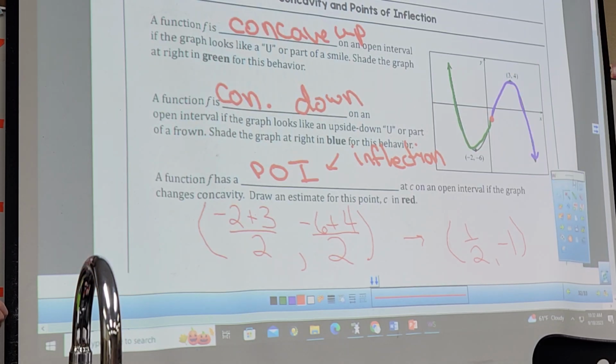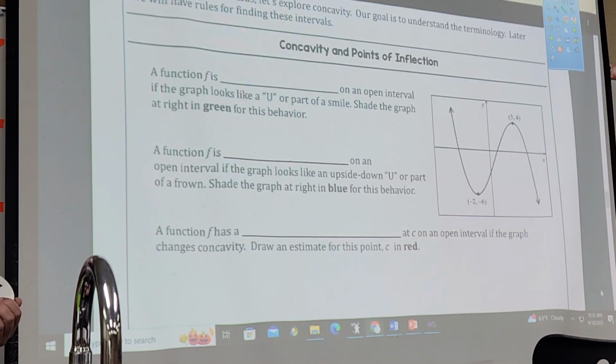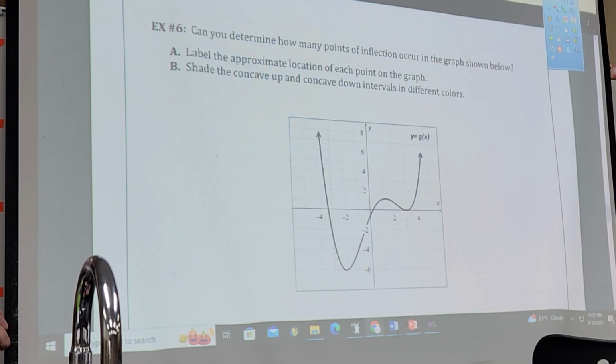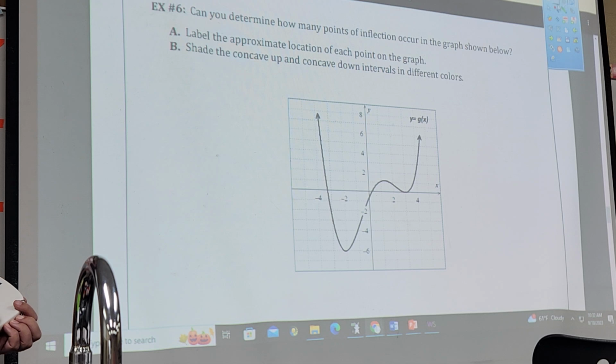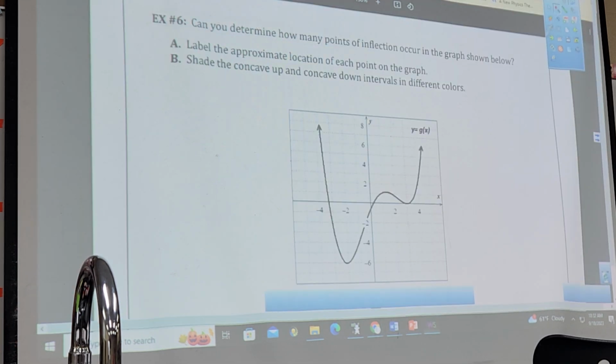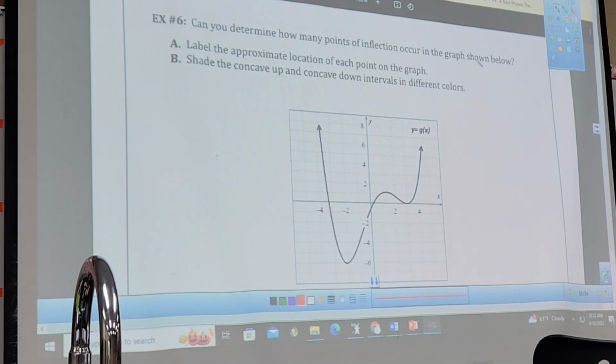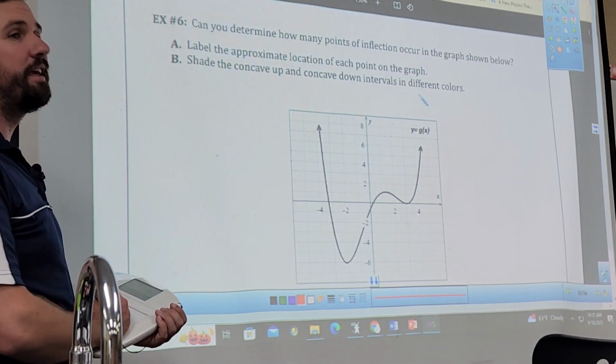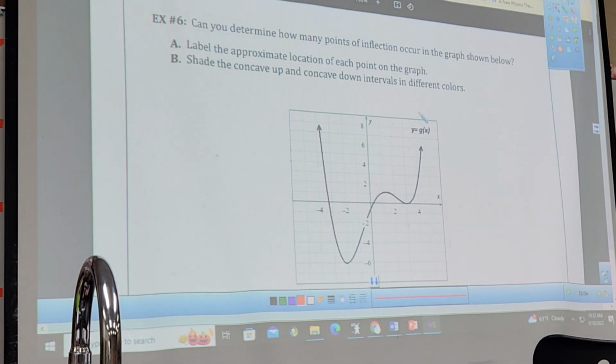Any questions on this concavity and points of inflection? Going once? Going twice? Sold to the honor the courageous. All right, let's see if we can do this now. We don't even need math. How many points of inflection occur on the graph shown below? Let's label each one and shade concave up and down.